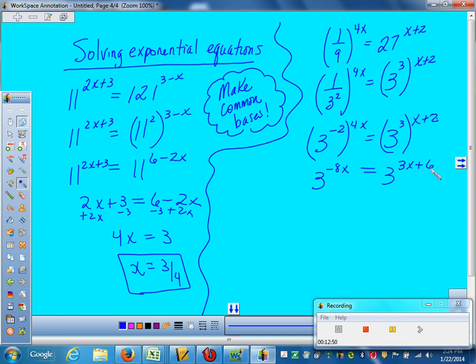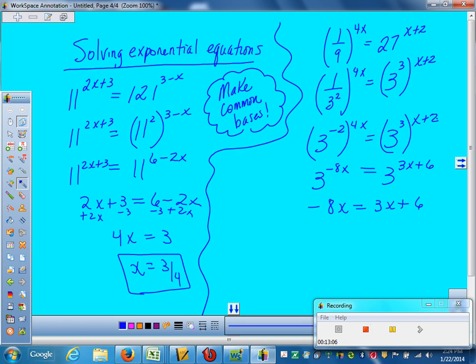Once you're at that point, you have to be that clean. You're down to 3 on both sides of the base. What can you do? Yeah, drop the bases, set the exponents equal. So negative 8x equals 3x plus 6. And now it's going to be simple, easy, normal solving for x stuff.